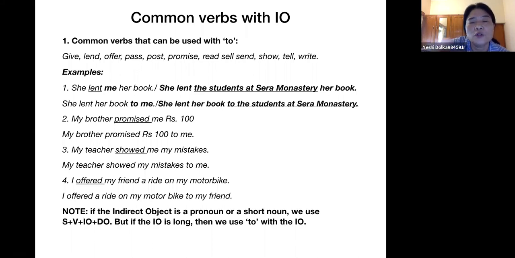All right. So when the indirect object is short, then you just use it without the to, right after the verb. She lent me her book. She lent her book to me. She lent me her book. You see, me.